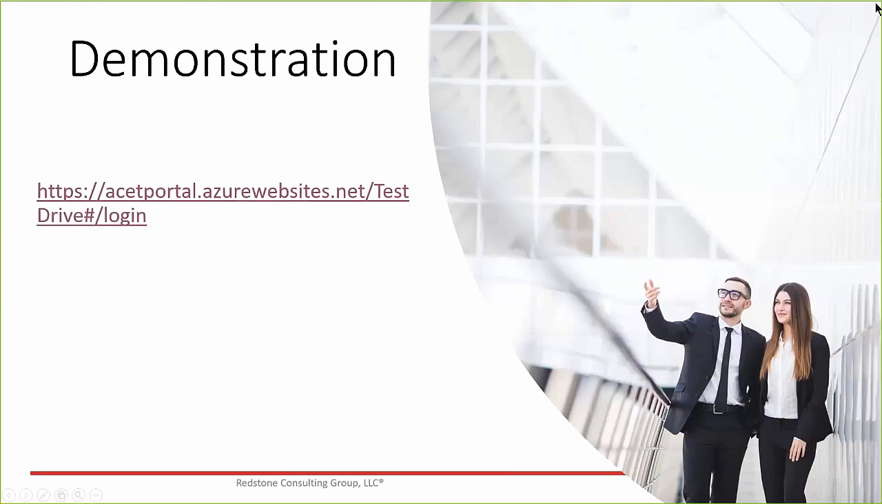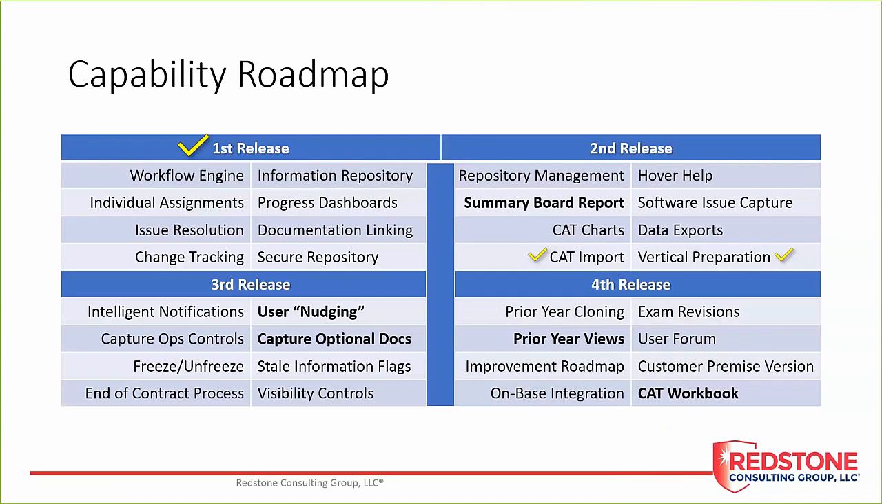Okay. Well, that completes the presentation. I wanted to touch briefly on our roadmap. We're really working with the first release of the tool that implemented all the necessary functionality for processing, creating, and performing the preparation for an exam. The second release is ongoing at this point in time. So far, we've rolled out the CAT import, which came up as a question, and the vertical preparation strategy, which allows you to target your domain maturity that you wanted to work to. Several other features are coming before the end of the year.